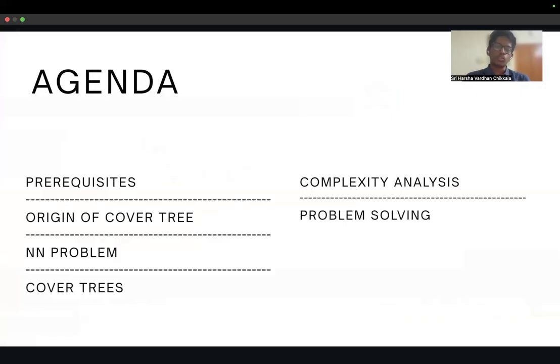So here comes the agenda of our presentation. We'll start with prerequisites that are required to understand cover trees very much. And then we'll move towards the origin of cover tree. Later on, we'll discuss the NN problem. Then we'll move to the core concept of cover trees. We'll move to the time complexity analysis. Later on, towards the end of our presentation, we'll try to see a problem where we build a cover tree using points of coordinate axis.